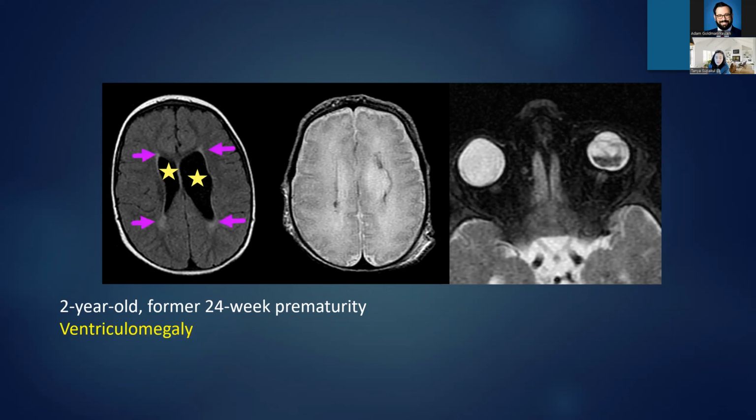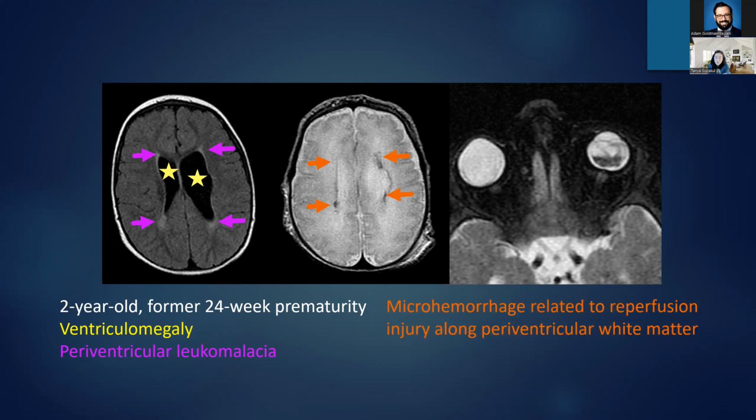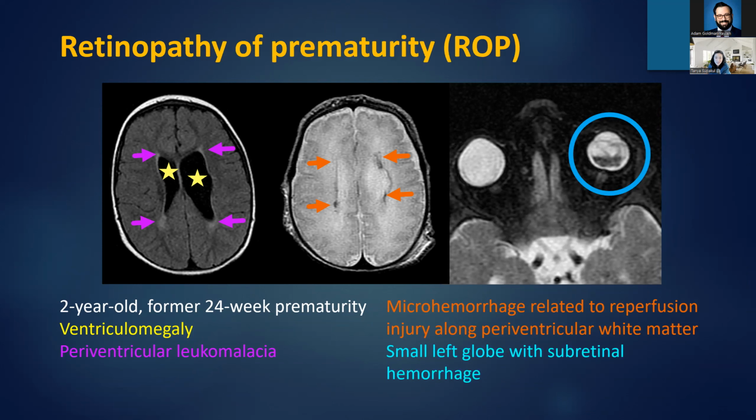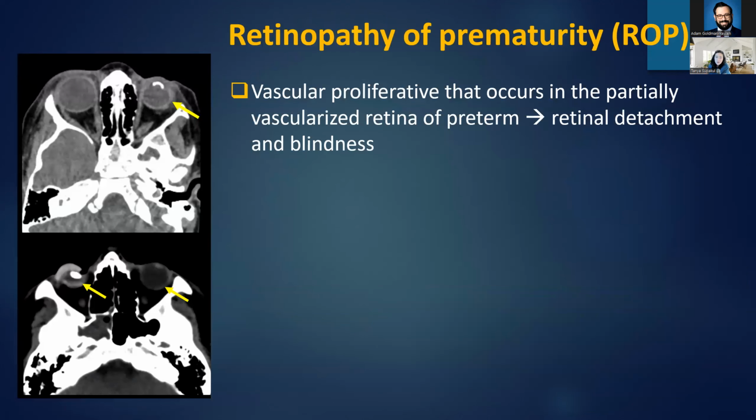So with our finding of ventriculomegaly, periventricular leukomalacia, and also microhemorrhages from reperfusion injury, this patient has retinopathy of prematurity, which is a sequela or complication of prematurity. In this setting, it happened because of oxygen toxicity that affects the vascular proliferation in the globe in the preterm, resulting in retinal detachment and also blindness.